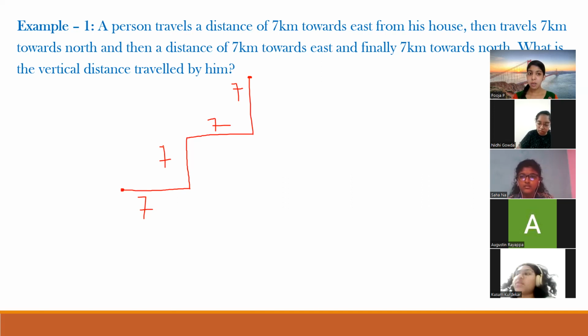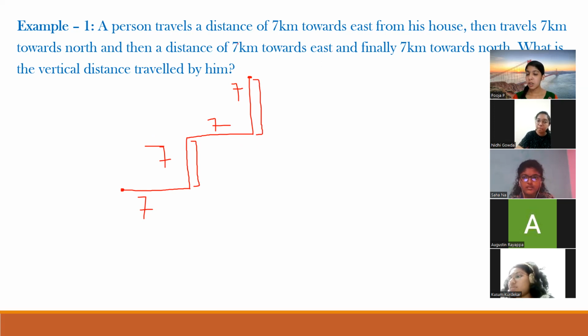What is the vertical distance traveled by him? So what did I say will be your vertical distance? North or south will be your vertical distance. East or west will be your horizontal distance. So how much distance did he travel north first? Here he traveled 7, and here he traveled another 7. So 7 plus 7, 14. 14 kilometers. Everywhere it is mentioned as kilometers.